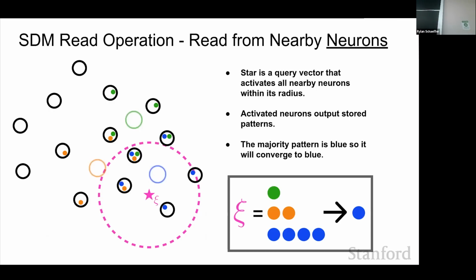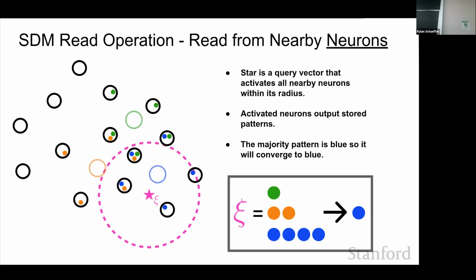Now we want to read from the system. So I have this pink star, xi. It's represented by a given vector, which has a certain location in the space. It activates nearby neurons again. But now the neurons output the patterns that they stored previously. And so you can see that based upon its location, it's getting 4 blue patterns, 2 orange, and 1 green.